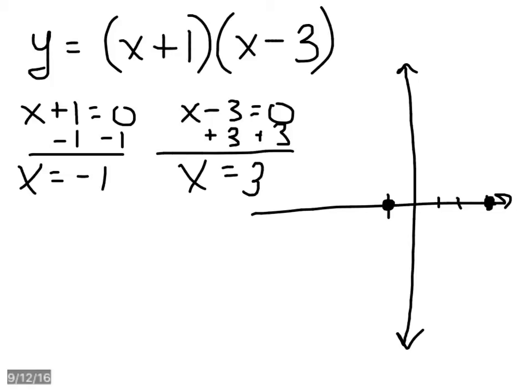Now, if I'm not capable of figuring out just by looking at it which one is right in between them, negative 1 plus 3 divided by 2 is how much? What's negative 1 plus 3? 2. What's 2 divided by 2? 1. So at 1 is my axis of symmetry.